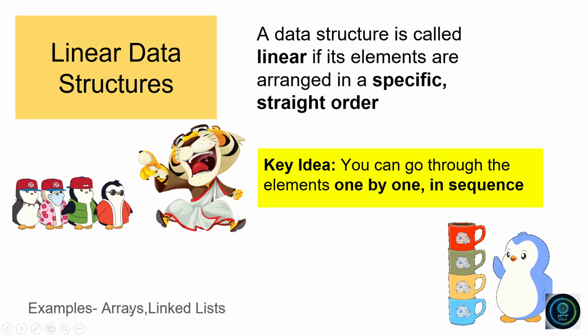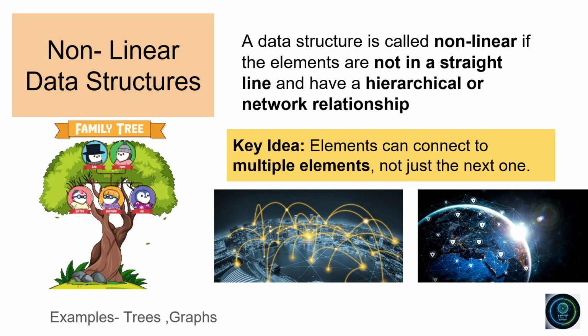Here I have put some examples of linear data structures. Arrays are an example. Then linked lists are also a kind of linear data structure. Remember that regarding linear data structures, you cannot go to random elements. You have to go through the elements one by one in a sequence. Now let's see how non-linear data structures look.